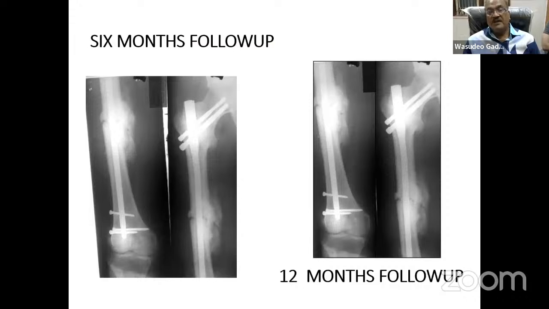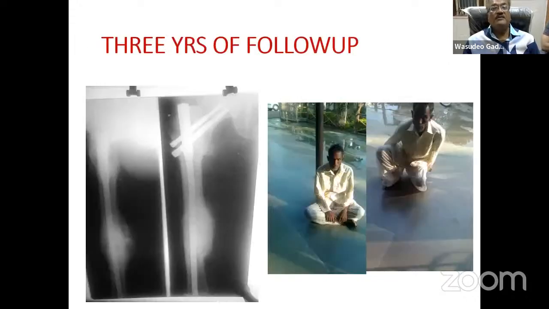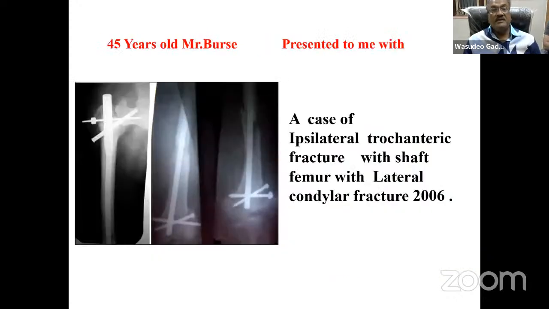At 6 months follow-up, 12 months follow-up, and you can see 3 years follow-up, everything healed around the nail without bone grafting. He regained length. There is some problem in the hip joint during external rotation. That is the only difficulty. Otherwise, he is a farmer able to sit and squat and do his daily duties.